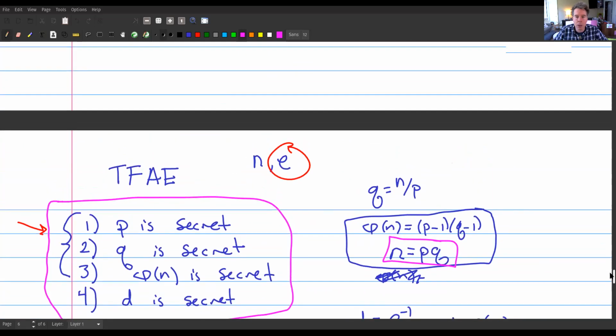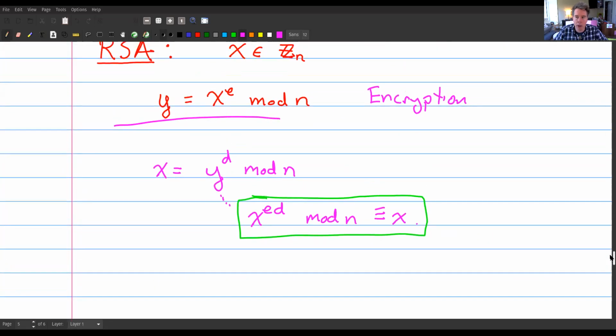The other thing we need to do is prove the correctness of RSA. So we haven't given any explanation of why this is true. And I'm kind of inclined to just go ahead and do it now, even though it's going to put us over time.